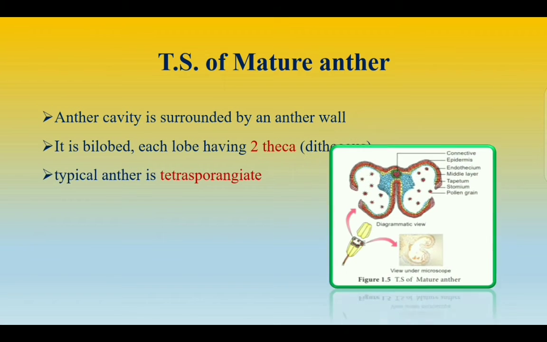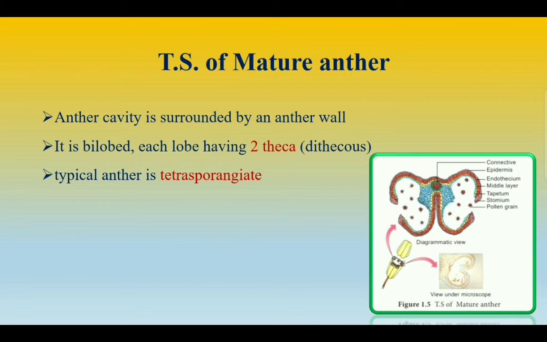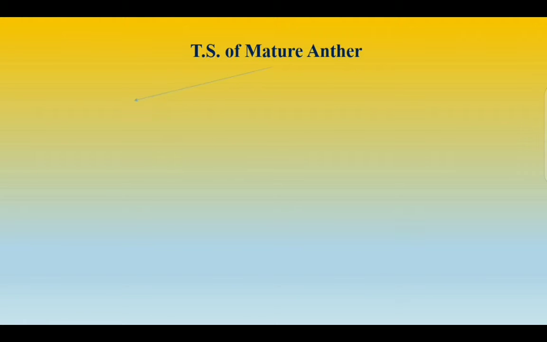Next we will be seeing the mature anther TS. The transverse section of the mature anther reveals the presence of an anther cavity surrounded by an anther wall, and it is bilobed, each lobe having two theca, which we call the dithecous condition. The typical anther is tetrasporangiate, meaning four lobes are present. This TS of the mature anther has three important regions to be explained: one is the anther wall, another is the anther cavity, and the third is the connective.